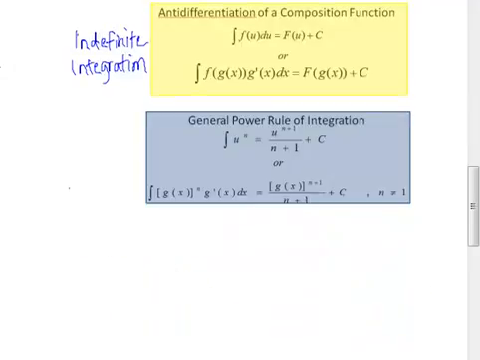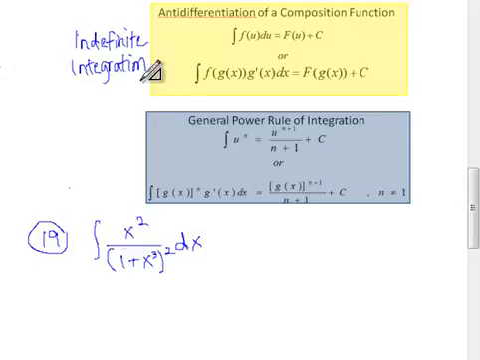The next problem I'm going to do is going to involve a little bit more work, because it doesn't always work out that nicely, of course. So we're going to look at number 19. And still, we're hoping to establish this right here, and then eventually just use the general power rule of integration on this, and then any other properties that we know of in the past.